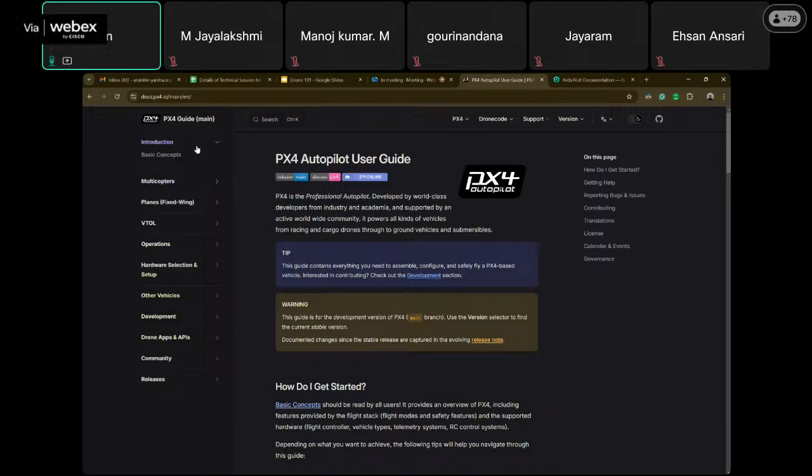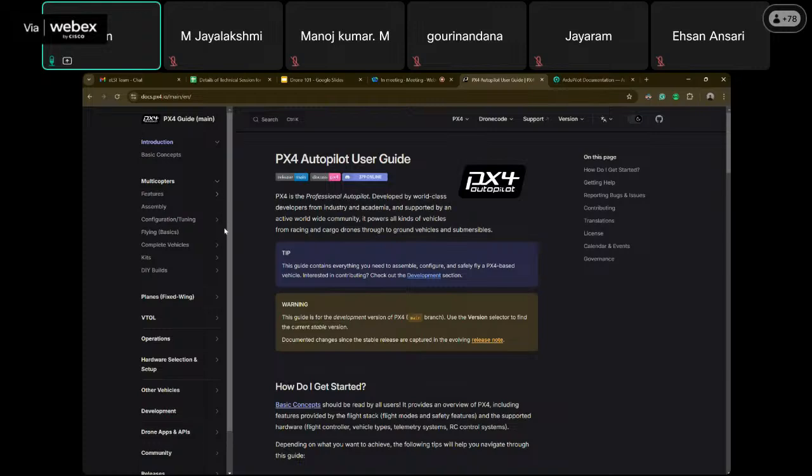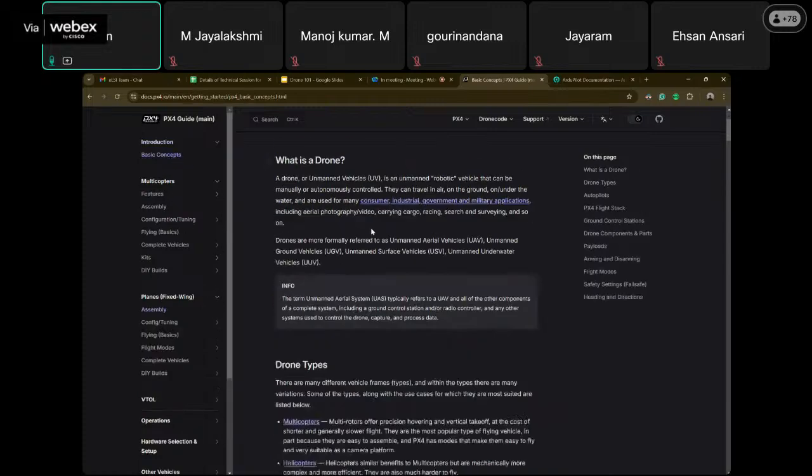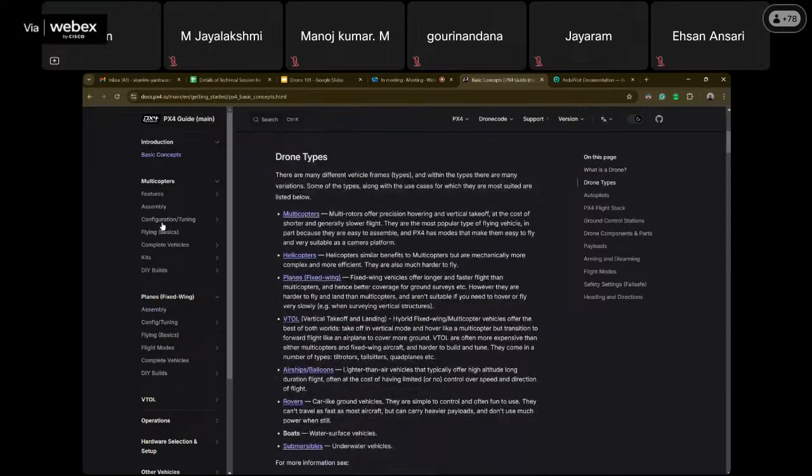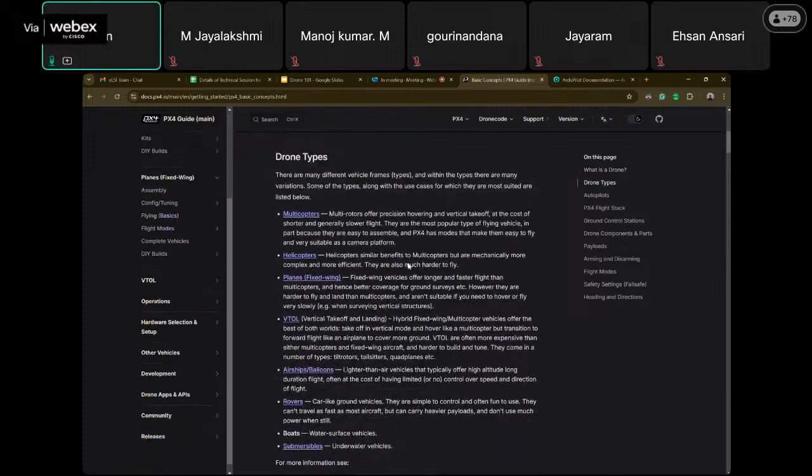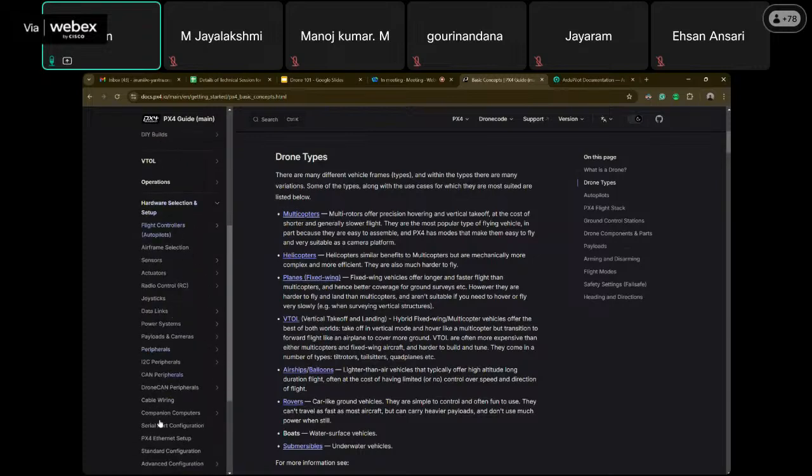All that data you can get in this documentation. So whoever is interested can go through this documentation. There are tons of concepts, ranging from basic concepts, what is a drone, different types of drones, and then what are all the hardware and sensors that are used. You can get all that from here.